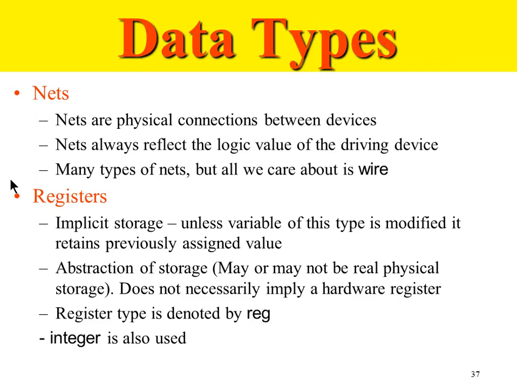Yeah, so nets, as we saw, are physical connections between devices, and wire is one of the types of nets. Registers use implicit storage, so we declare it and we store the value. A register data type is denoted by the keyword reg. Reg and wire are both lowercase keywords. We can also use a data type called integer. Internally, it's a 32-bit register. Integer is like a special register, 32 bits, which can hold integer values.